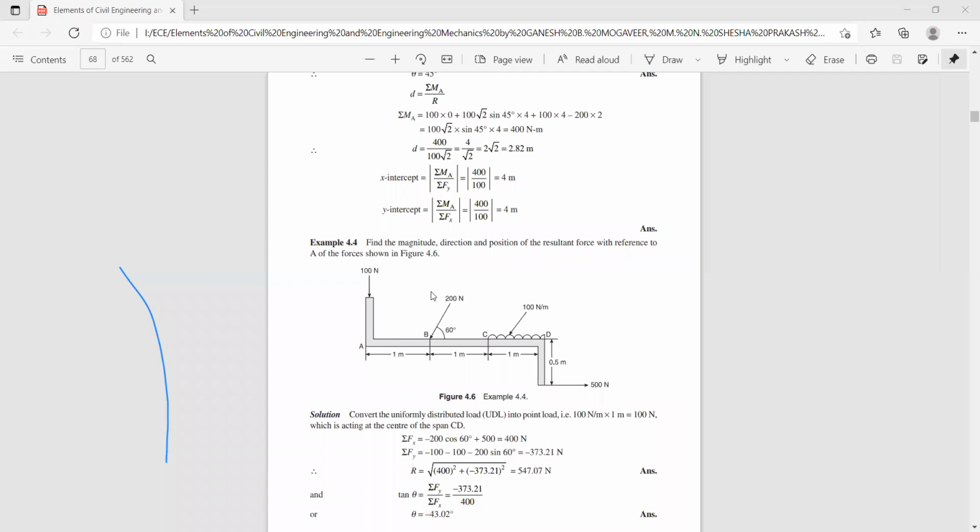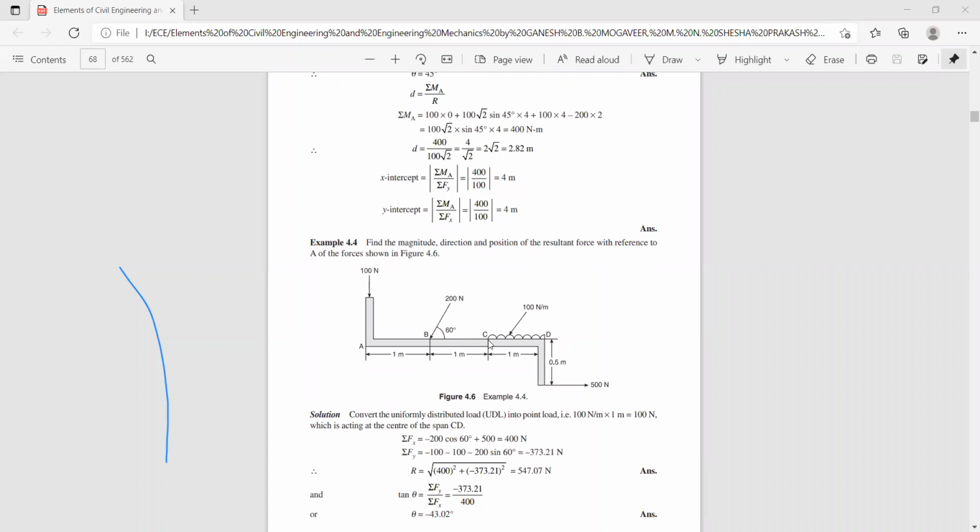Now the vertical component of this 200 Newton force is 200 sine 60, which is acting in the downward direction. And if you consider the moment of this vertical component, it is 200 sine 60 into the perpendicular distance, which is 1 meter, and it creates a clockwise moment. You can see it creates a clockwise moment. So hence sigma MA is equal to 100 into 0 minus 200 cos 60 into 0 plus 200 sine 60 into 1.